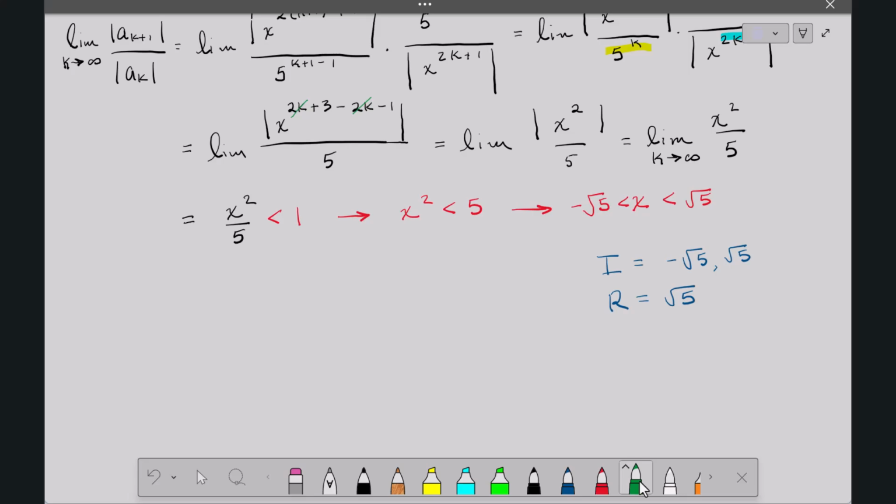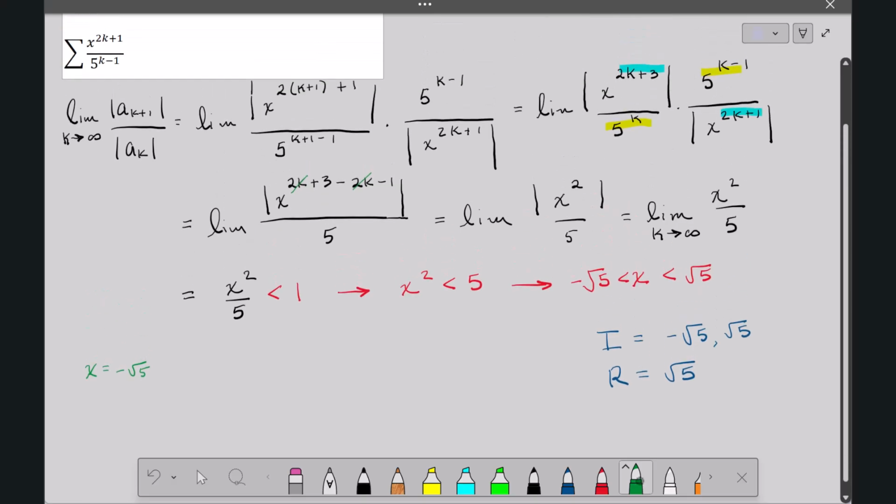So let's go ahead and take the left endpoint, x equals minus square root of 5, and we want to determine whether we have convergence or divergence at that endpoint. So we are going to go back to the original series and plug in for x negative square root of 5. So we have negative root 5 raised to the 2k plus 1, all divided by 5 to the k minus 1. So we want to analyze this endpoint now.